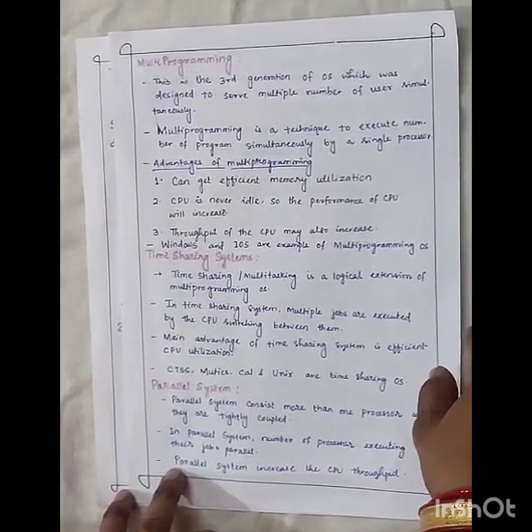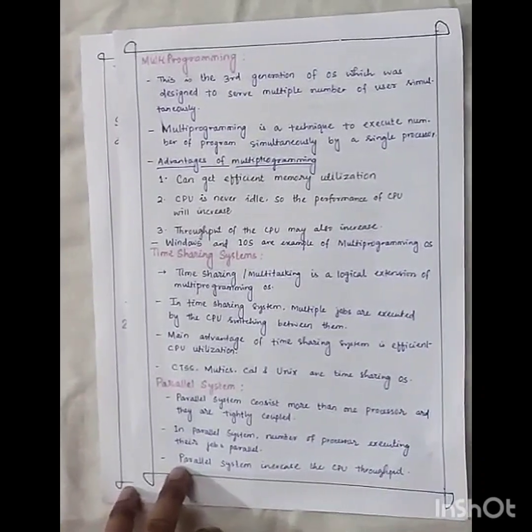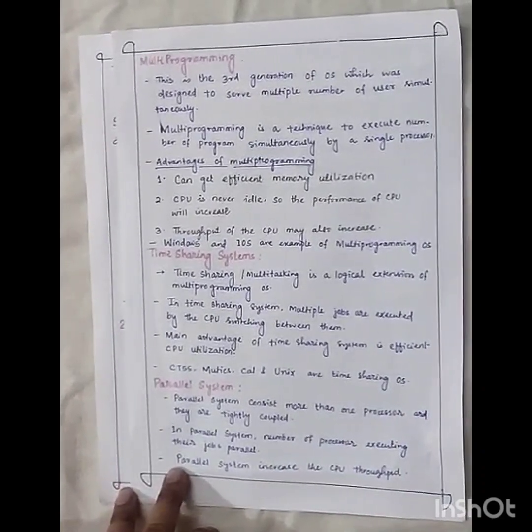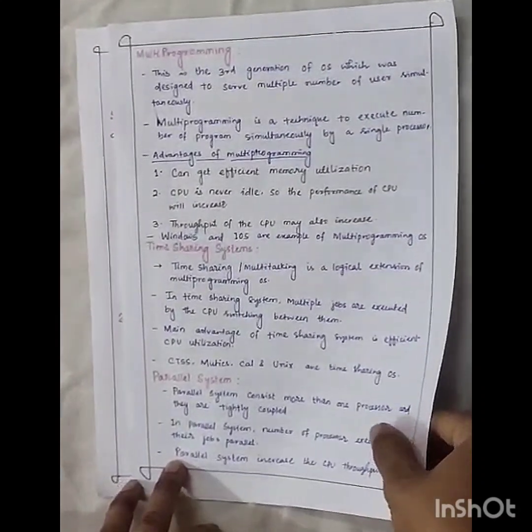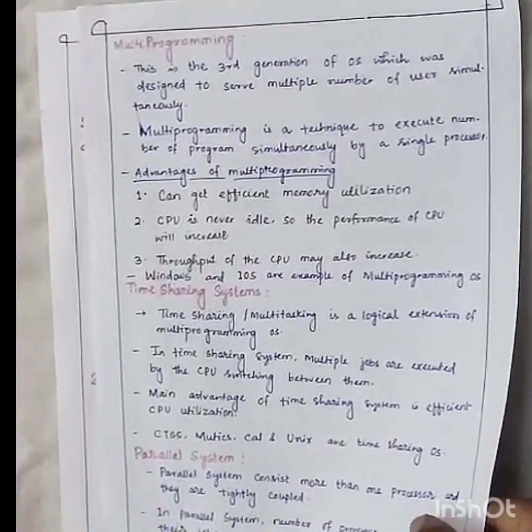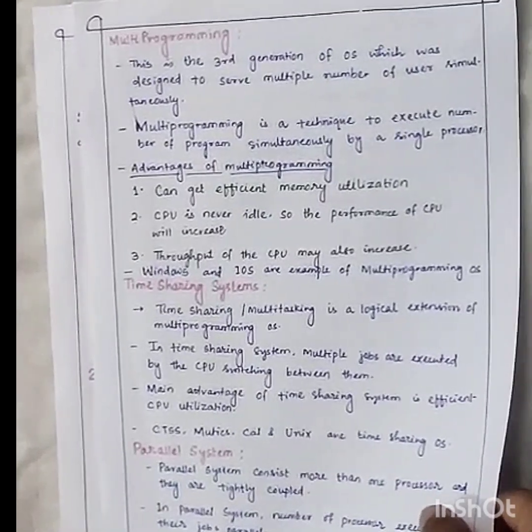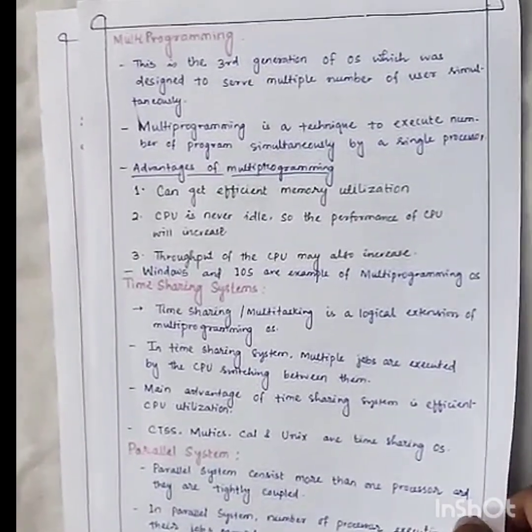Here throughput means the number of programs completed per unit time. Windows and iOS are some examples of multi-programming operating systems.